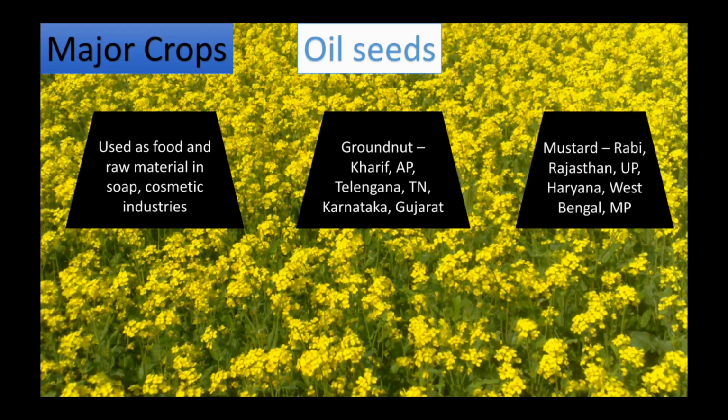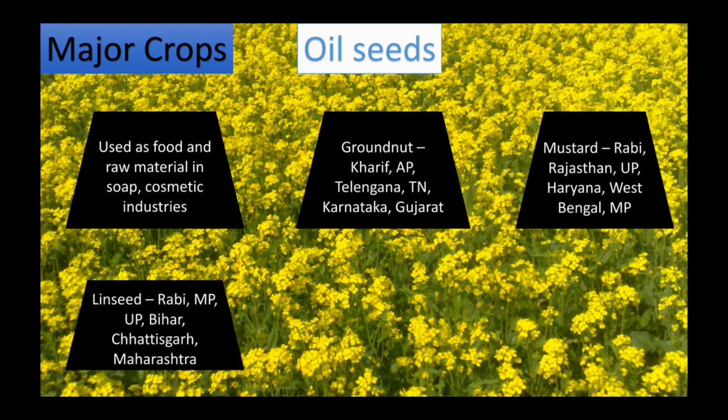Next you see mustard. It is a rabi crop. It grows well in Rajasthan, UP, Haryana, West Bengal and MP. Next you will see linseed. It is also a rabi crop. It grows well in MP, UP, Bihar, Chhattisgarh, like these states.